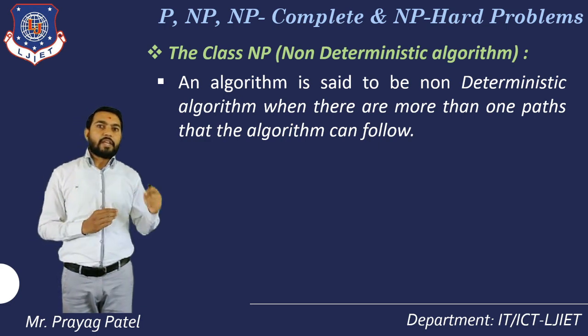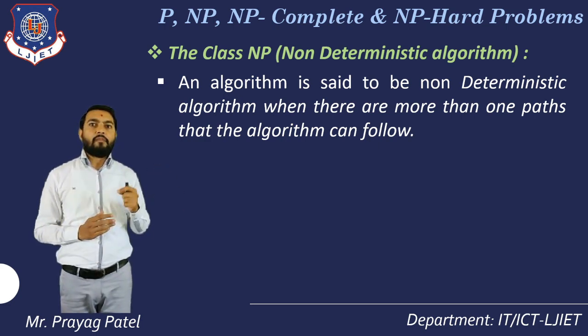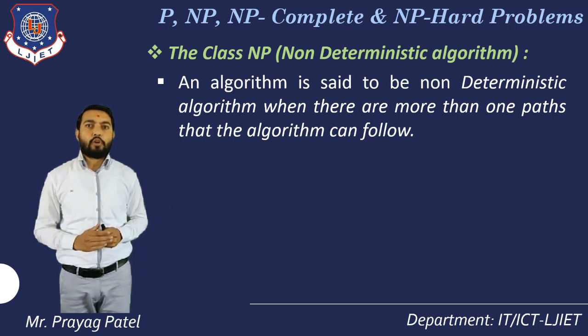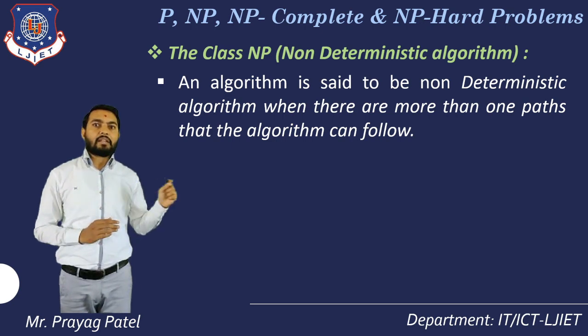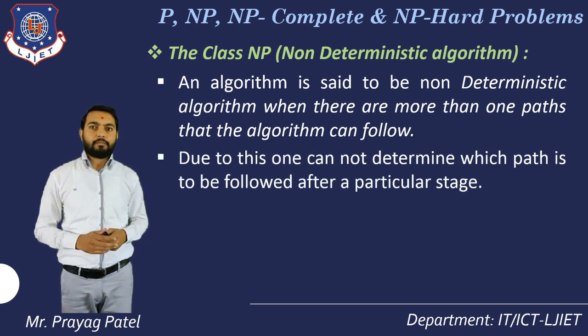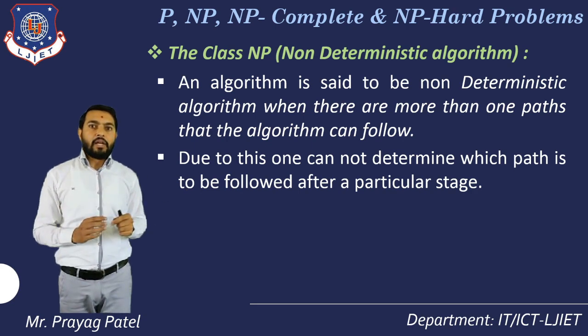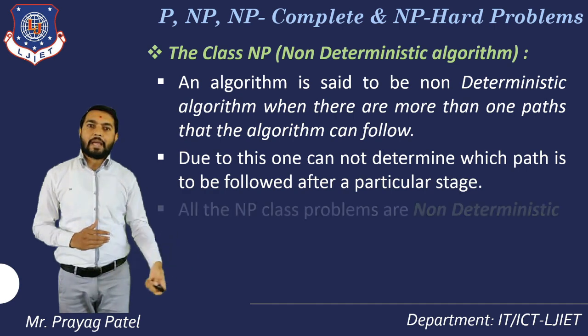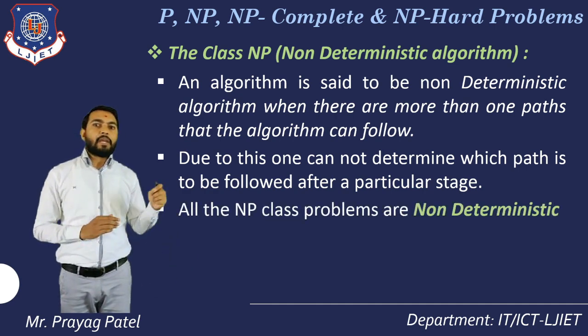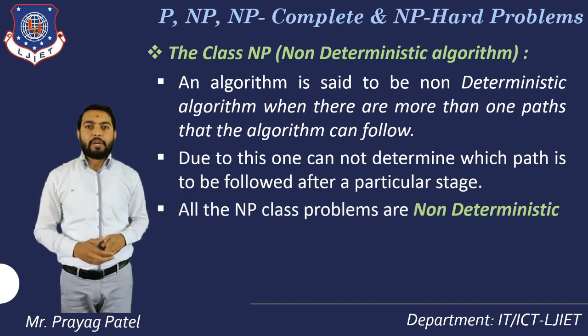An algorithm is said to be non-deterministic when there is more than one path that the algorithm can follow. If your next step is not fixed, then we can say that it is an NP problem. It is a non-deterministic algorithm. Due to this, one cannot determine which path is to be followed after a particular step. So all the NP class problems are non-deterministic.